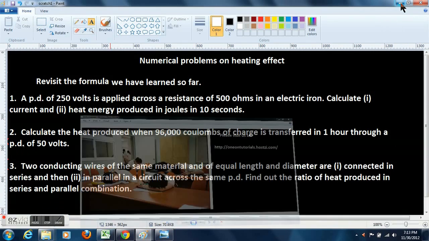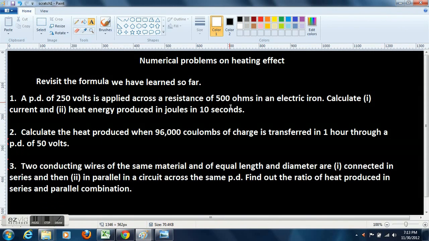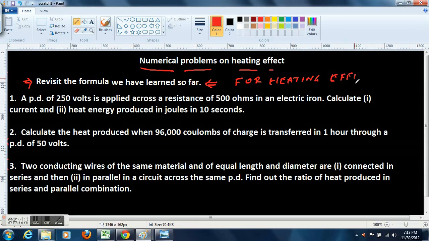In this tutorial, I will be discussing the numerical problems on heating effect of electric current. But before that, let me first revisit the formulas which we have learned so far with respect to heating effect of electric current. We studied two formulas, and these are the two formulas that we will be using for the numerical problems.